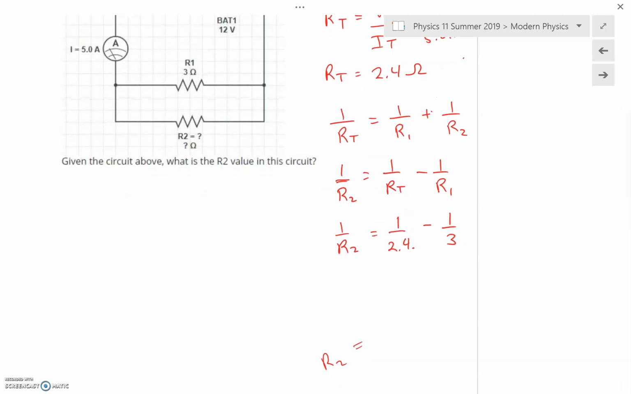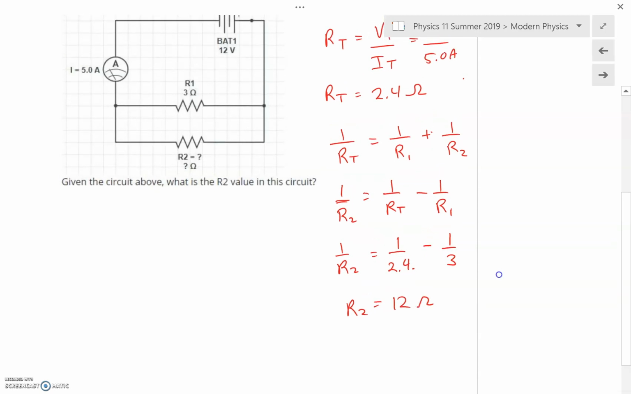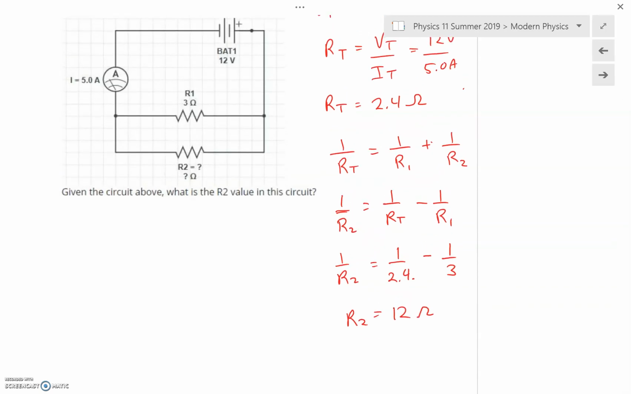Subtracting these two values and then flipping them to get the inverse to solve for R2 gives us a value of 12 ohms. Therefore, the resistor R2 has a value of 12 ohms to give us the total resistance of 2.4 ohms.